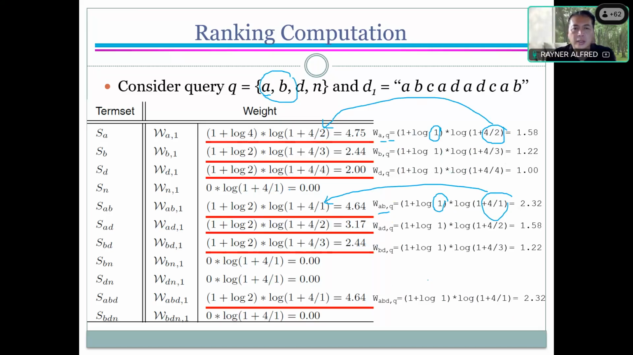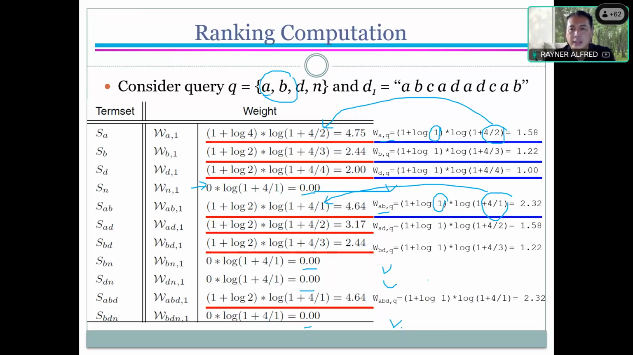The way we compute the weightage of the term set and the Q, we only compute the ones where you do not have 0 here, because in the computation we will multiply with this. So if this is 0, there is no use of computing them here. Okay. So this is the weightage of all the term sets in the query.